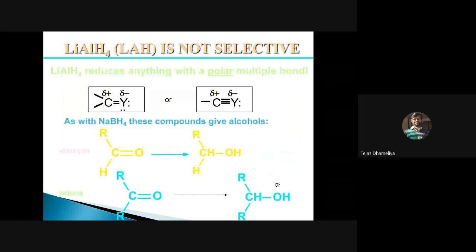Another reagent is lithium aluminum hydride. Believe me, lithium aluminum hydride is a universal reducing agent. LAH. It can reduce any carbonyl compounds, whether it belongs to aldehyde, ketone, ester, carboxylic acid, anhydride, acyl chloride. So all kinds of carbonyl compounds are reduced with the help of lithium aluminum hydride.